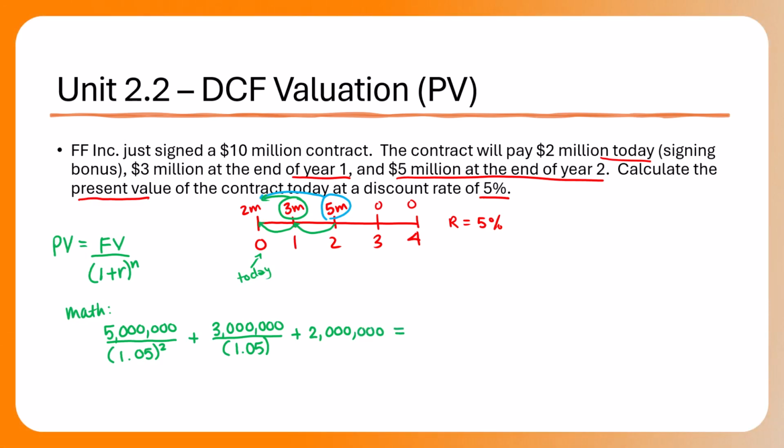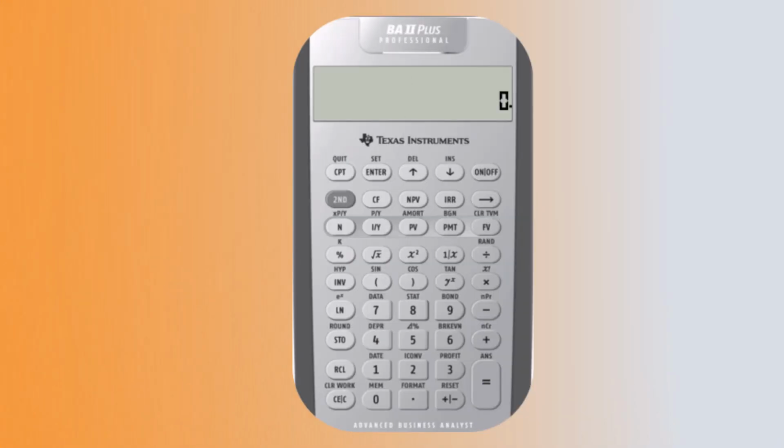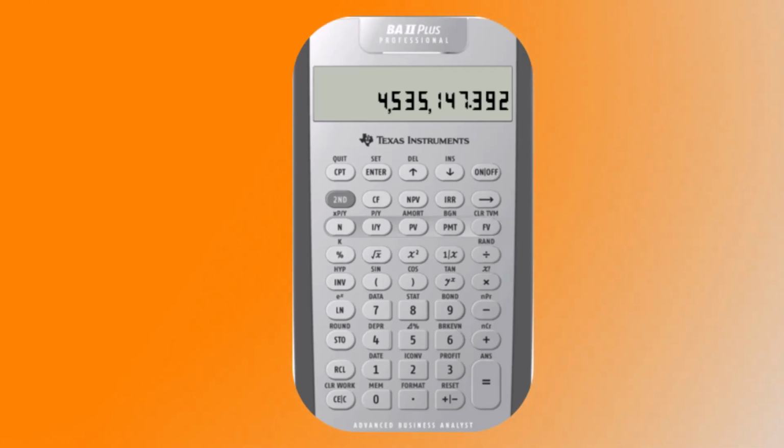Okay, now we'll use our calculators. Clear it out. Here we go. 5 million divided by, open parentheses, 1.05. I'm going to use the x squared button in the middle of the calculator and hit equals. So the present value of the $5 million today is $4,535,147. Now, rather than writing that down, we'll just continue the calculation in the calculator.